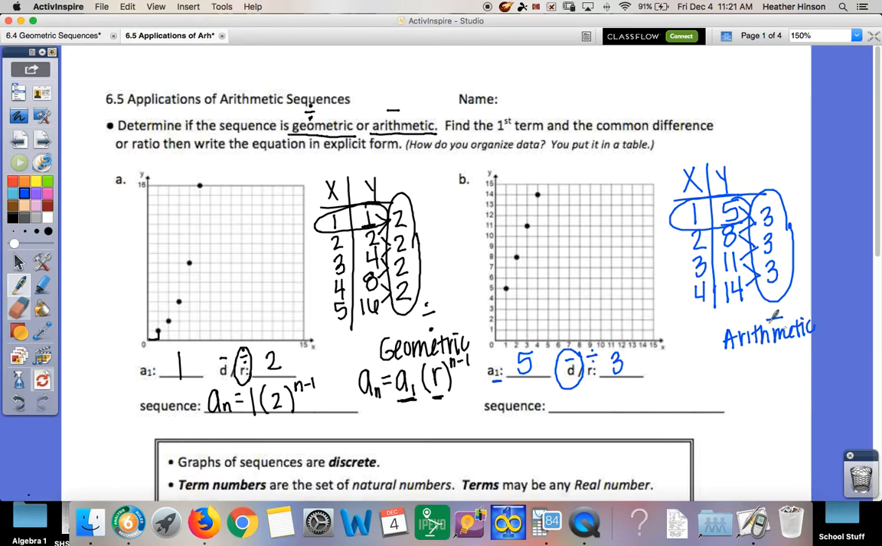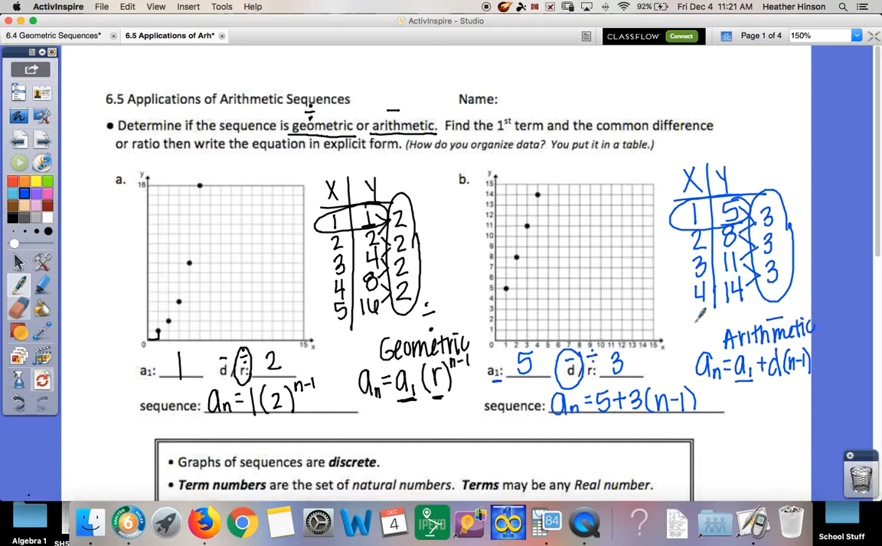Okay, then our sequence is arithmetic, so we're going to have a sub n equals a sub 1 plus your difference, then n minus 1 in parentheses. So a sub n equals a sub 1, which was 5, plus our difference, which was 3, a positive 3, and then n minus 1 goes in parentheses.